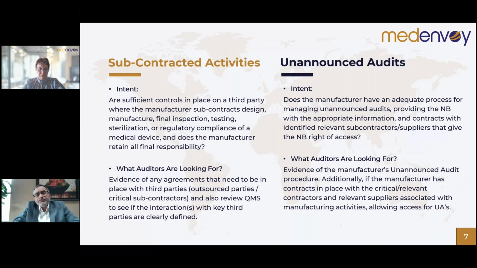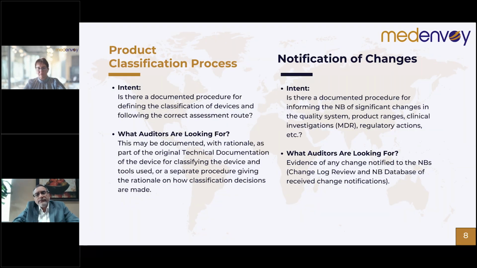Moving on to our next slide, we're looking at the procedure for change notification. As a manufacturer, you must have a process in place where you notify any significant change to your notified body, as well as any other regulators. From the notified body perspective, as an auditor we are looking at whether you have a procedure for how you assess the change, and once you have identified that it is a significant change eligible for notification to your notified body, then we need to notify them.